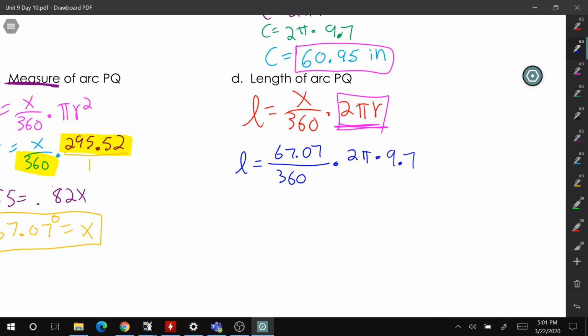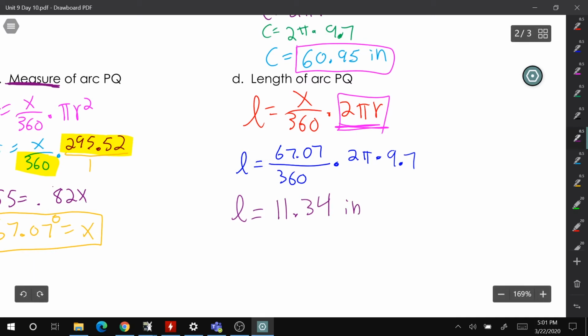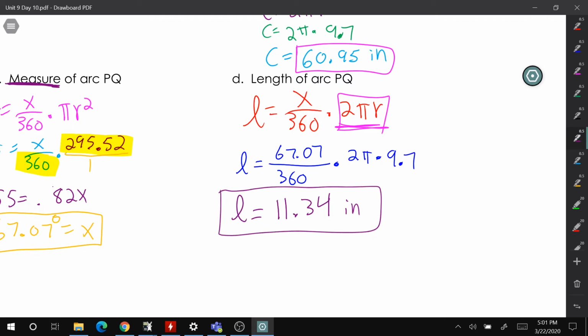So I type that into the calculator, and I get 11.34 inches. So again, if yours is a little off, that's fine. You just round it differently. It's okay. Don't worry about it. As long as you have the correct work shown, and your number is only a little bit off, I'm okay. It's fine.